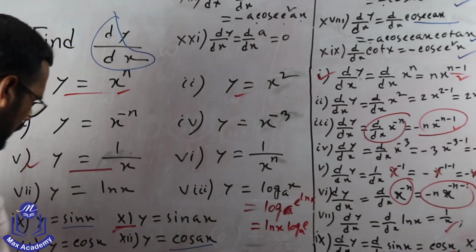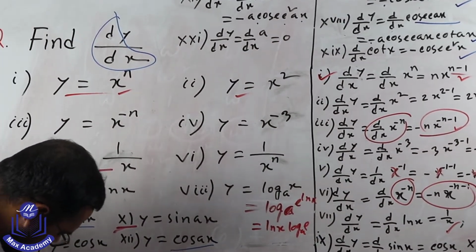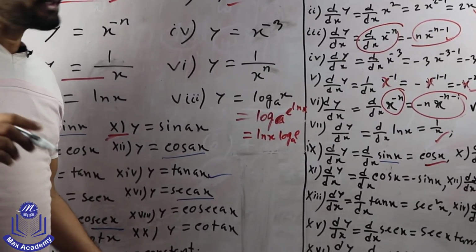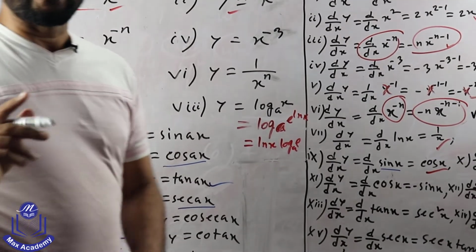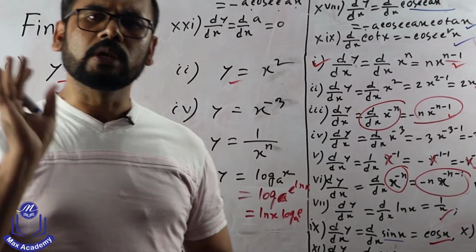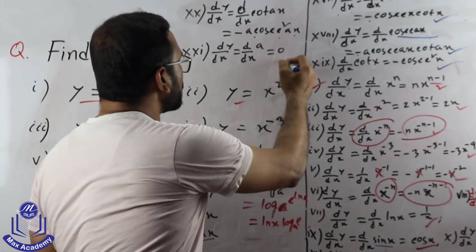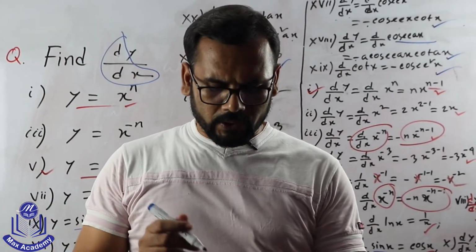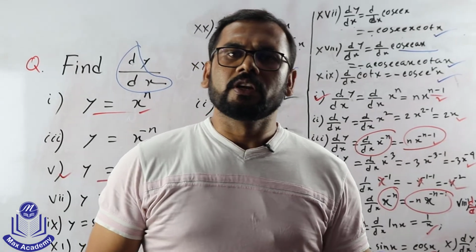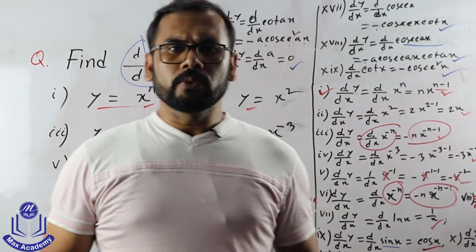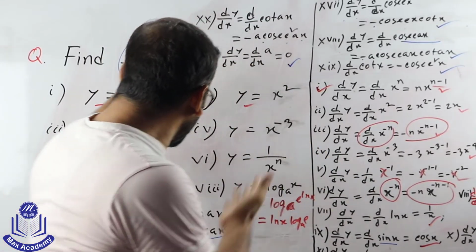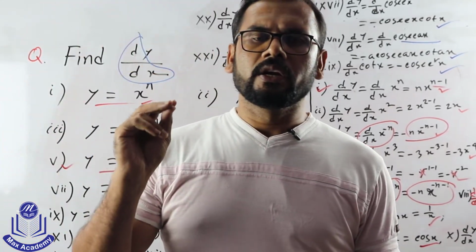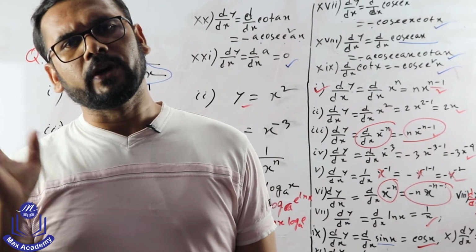Then the final question, what is it? y equals a. A is any constant. If we differentiate any type of constant, we will get 0, only 0. So these are all very fundamental concepts for calculus, that is differential calculus. If we know all these fundamental concepts, then calculus 1, that is differential calculus, will be very easy for us.